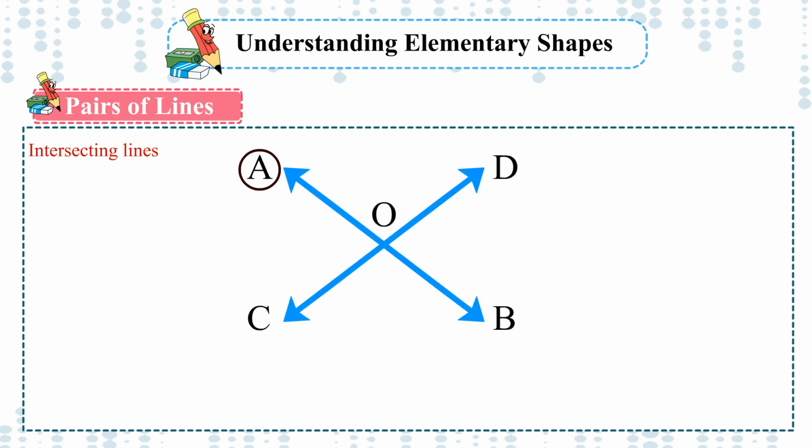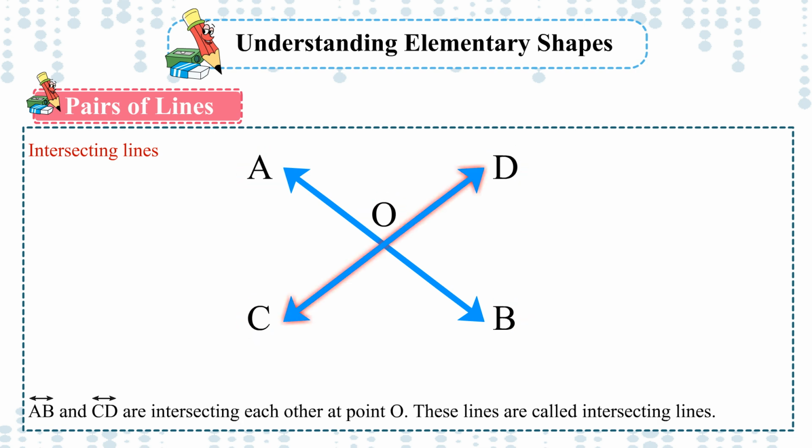Intersecting lines. Line AB and line CD are intersecting each other at point O. These lines are called intersecting lines.